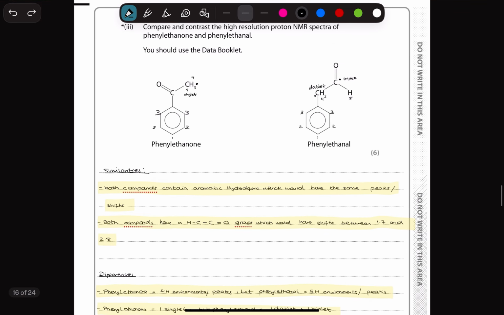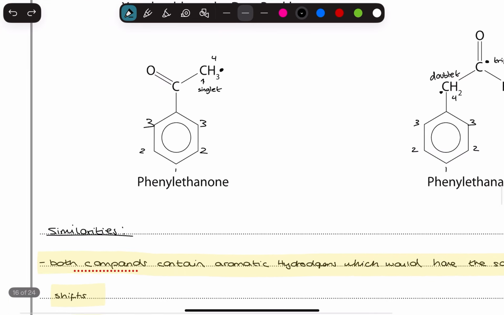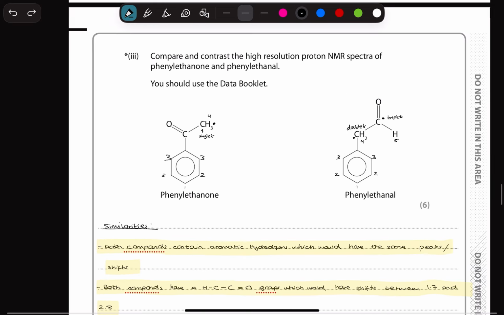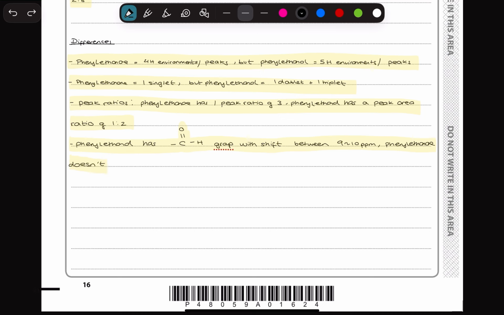And this one isn't as obvious, but it's still not too bad. If you look at the data booklet and you see the group for aldehydes, you'd see that it's really far to the left. So it's got a shift of about 9 to 10, in that range. Of course with phenylethanone, you don't have that group. But with phenylethanol, you do, because there is that aldehyde group here. So that's the last thing you mention. So phenylethanol has that group which shifts between 9 to 10 parts per million, and phenylethanone doesn't.